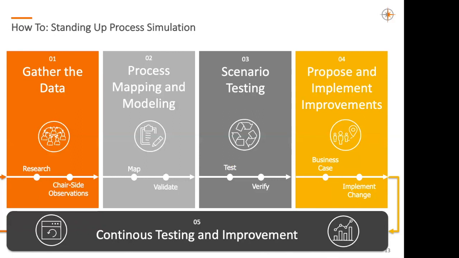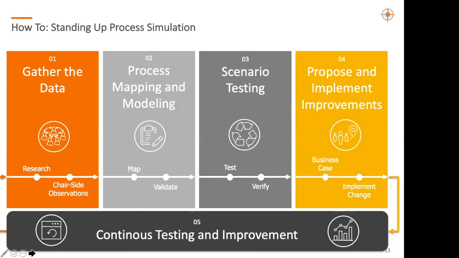You move forward to scenario testing. So whether this be a change in inputs, or it's a change in a process, or you just want to understand maybe if we did X or Y happened, how might that impact the entire system? This is where you run those scenarios through. And then you propose and implement these improvements. So you develop the business case, you implement the change, and then depending on the type of need your organization has, you're continuously testing and improving this throughout this cycle of steps.